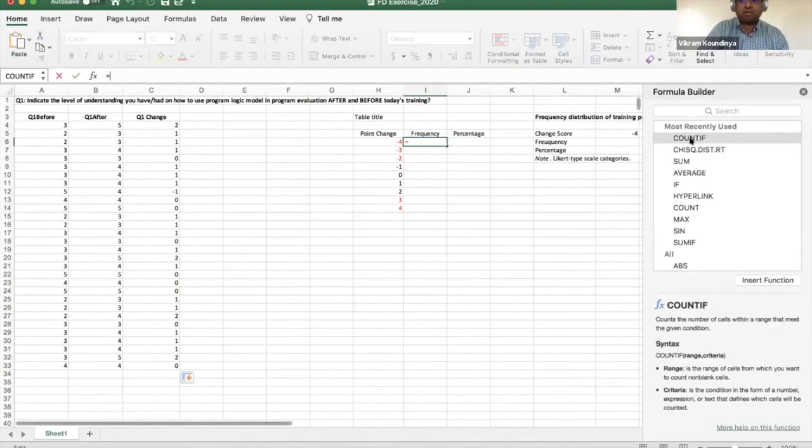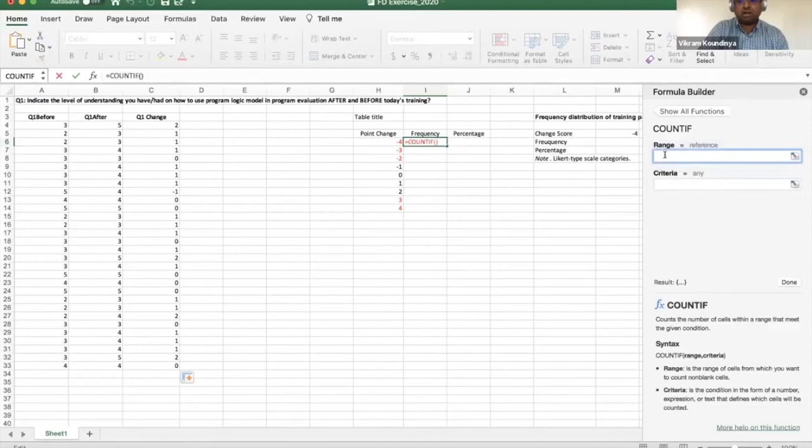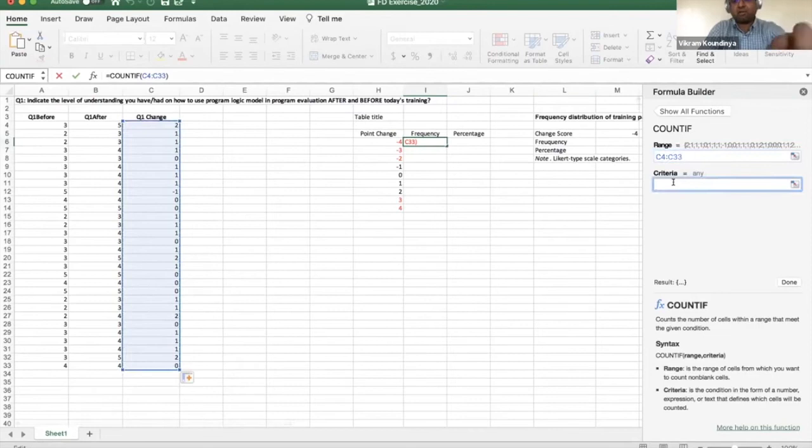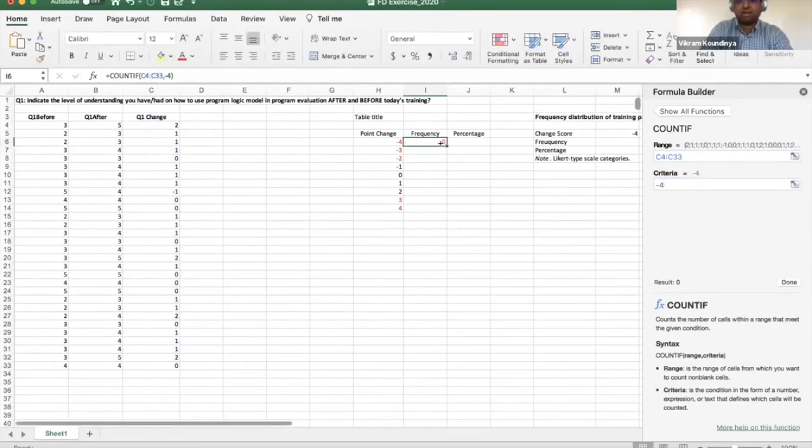It will show this COUNTIF. Double click on that. And then the range is all these scores for which we want to calculate the frequency distribution, the change scores. And the criteria are all our point changes that are possible. So here it is -4 for the first cell, and then hit done. So you'll see that there is no observation that has changed by -4 points. So you repeat the same thing for all the other criteria.